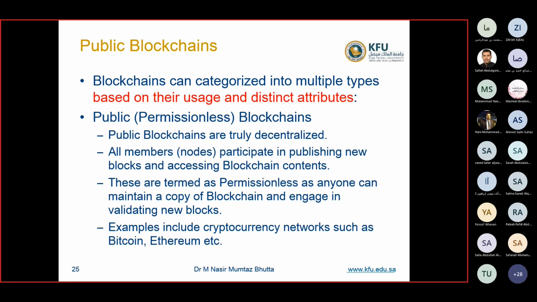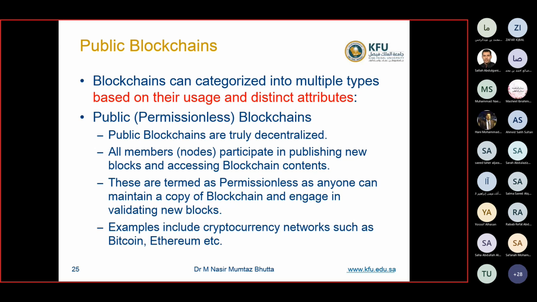Based on their usage and distinct attributes, we categorize the blockchains. The first is called public or permissionless blockchain. In a public or permissionless blockchain, they are truly decentralized: not one party makes sure that the block or transaction is accepted in the blockchain.